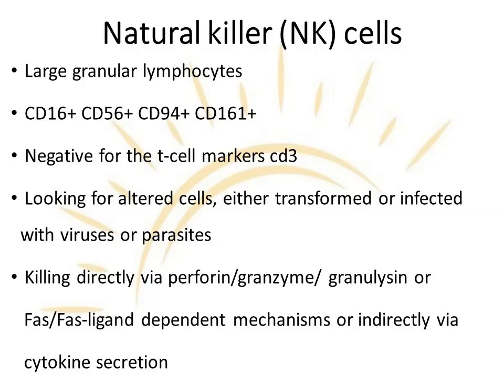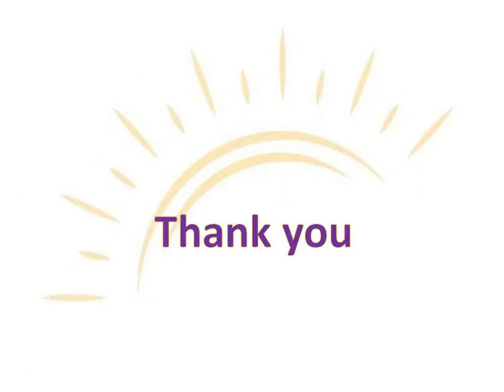Natural killer (NK) cells. Natural killer cells appear as large granular lymphocytes. These cells are characterized by being CD16 positive, CD56 positive, CD94 positive, CD161 positive, but negative for the T-cell marker CD3. NK cells have a role in surveying the body, looking for altered cells, either transformed or infected with viruses or parasites. The cells harboring these pathogens are killed directly via perforin, granzyme, granulysin, or Fas ligand-dependent mechanisms, or indirectly via the secretion of cytokines.